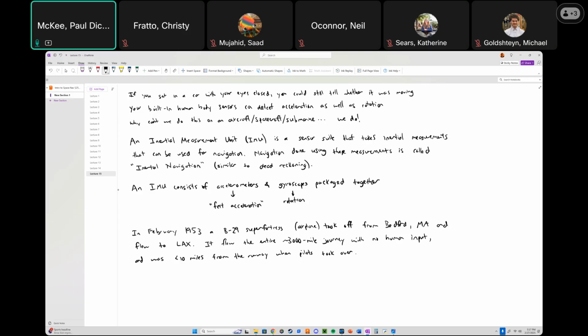Here's the cool thing. Control was given to a flight computer equipped with an early IMU the size of a washing machine.